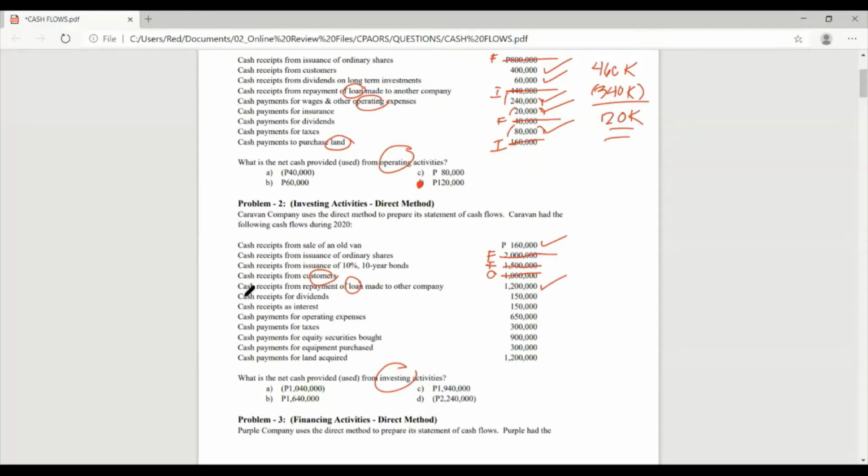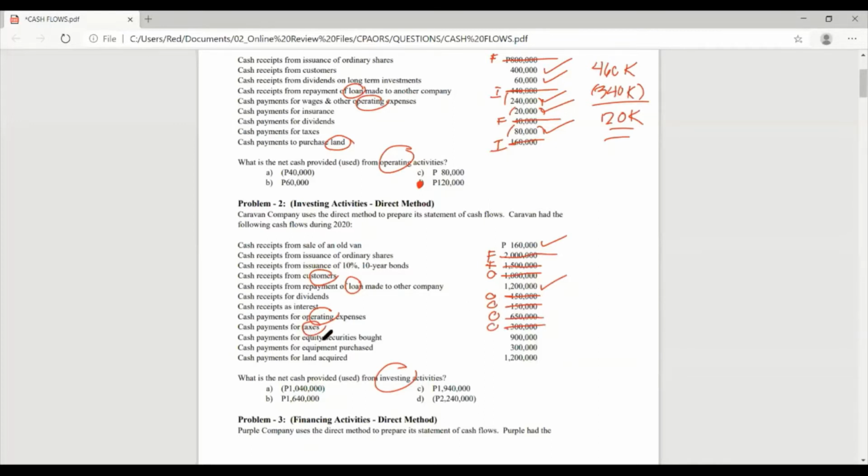Okay? Next, cash receipts for dividend. When dividend is mentioned, it's dividend received, so this is operating. Disregard. Cash receipts as interest, so interest received. Therefore, this is also operating. So disregard. See? You've eliminated a lot already. Next, cash payment for operating expenses. Since it says operating expenses, disregard, this is operating. Next, cash payment for taxes. Taxes are operating activities. Disregard, operating.